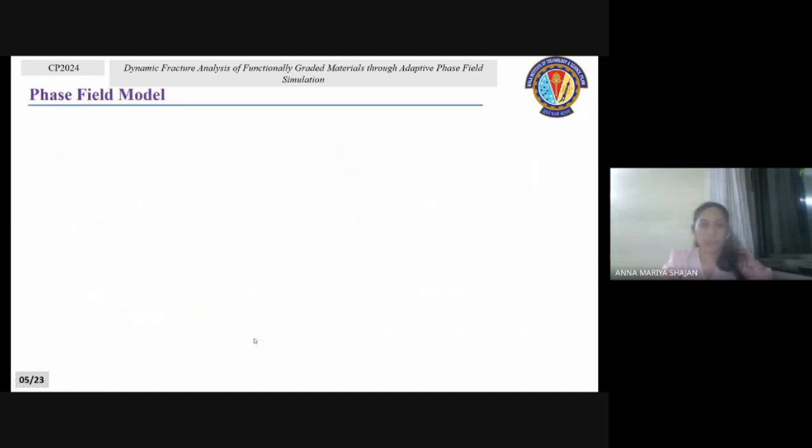So, moving on to the methodology part. To model fracture, we have different approaches. Mainly, we have the discrete crack approach and the continuum approach. The difference between these two approaches lies in how we treat the crack. So, starting with the discrete crack approach. Here I have shown a representative domain omega with a crack capital gamma, and it is subjected to boundary conditions like displacement and traction boundary conditions.